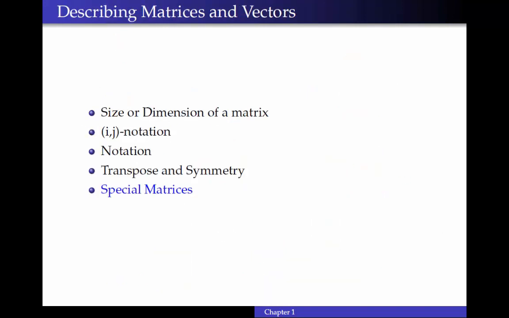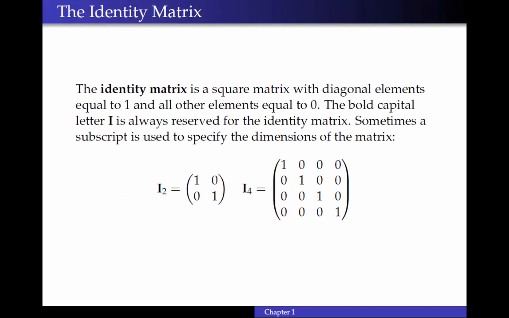The final topic that we're going to talk about in this introductory lesson is the idea of some special matrices. And we'll start with the identity matrix. The identity matrix is a square matrix with diagonal elements equal to 1 and all of the other elements equal to 0. The bold capital letter I is always going to be reserved for the identity matrix.